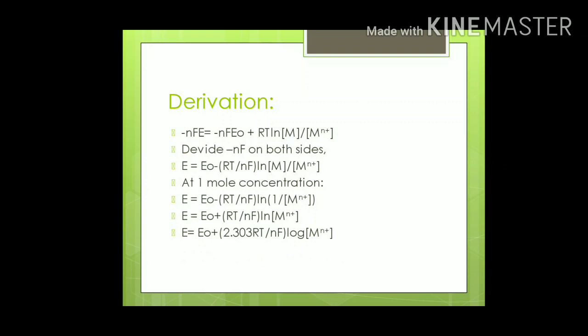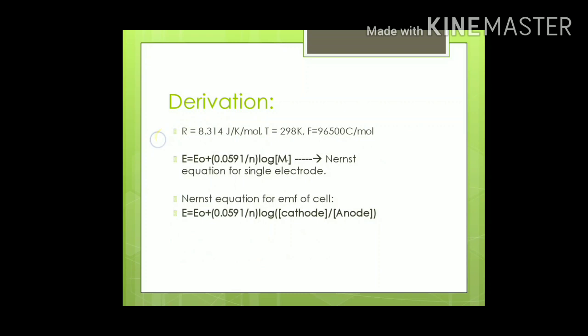Now R, what is R? Gas constant. As I already told you, click the I button several times to know how we got this value. This is the gas constant value, and how we arrived at it is not required as per your syllabus. You just remember this. Temperature is 298 and Faraday is 96,500. Again, how did you arrive at this? Click the I button if you want knowledge. If you don't, just remember this number.